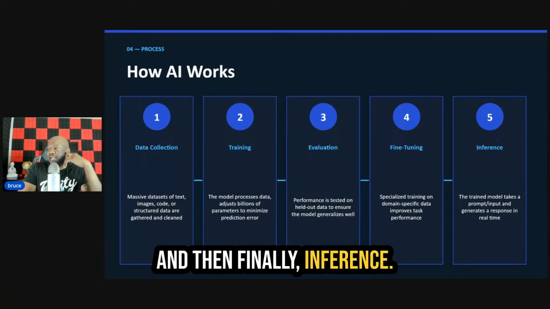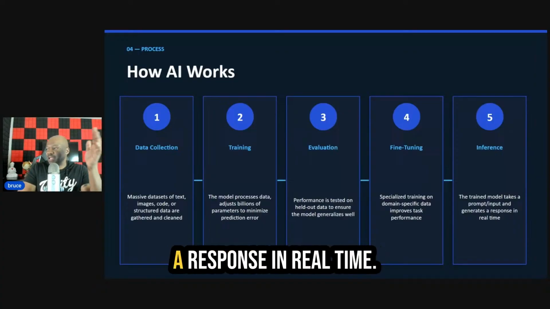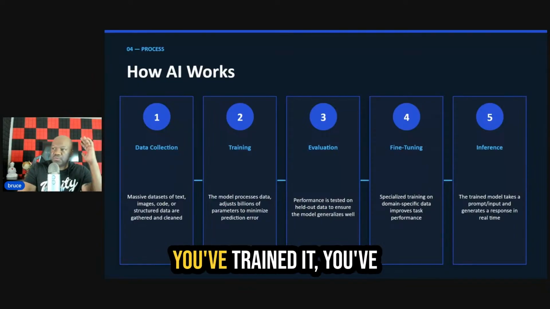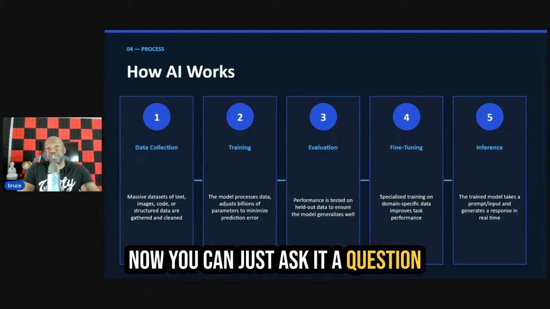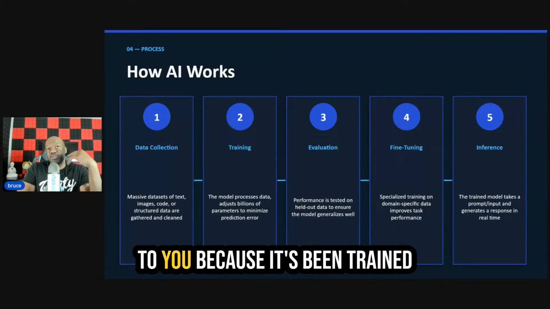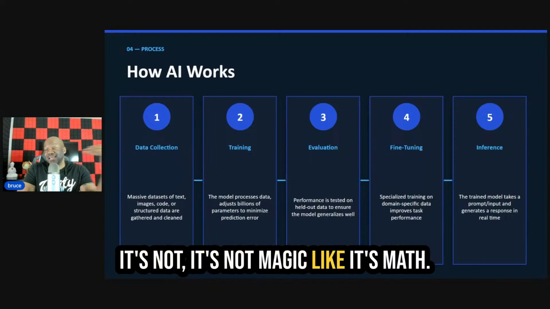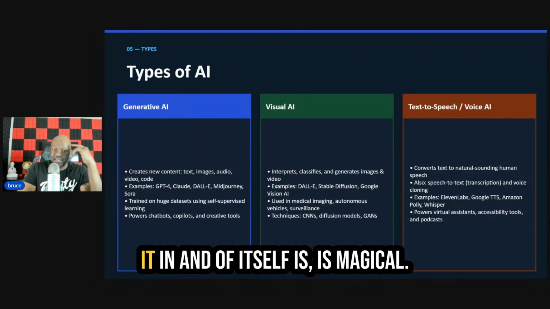And then finally, inference. The trained model takes a prompt and input and generates a response in real time. So now that you've gathered the information, you've trained it, you've evaluated, you fine-tuned it, now you can just ask it a question and it'll go through all the millions of gigabytes of data, and it'll be able to respond to you in real time because it's been trained on all this information. Right? It's not magic. It's math, and it's amazing. Math itself is just amazing. It in and of itself is magical.